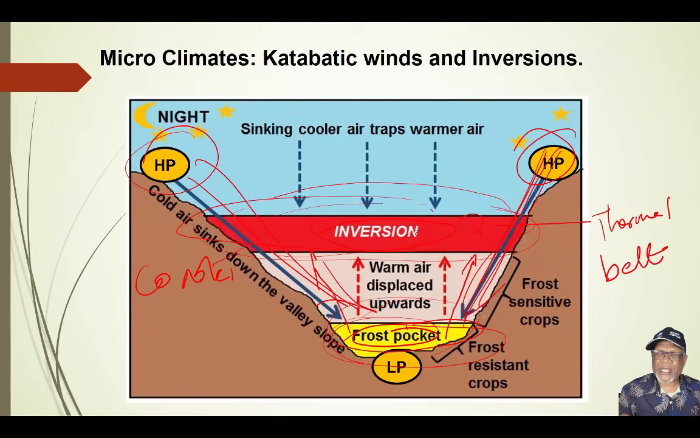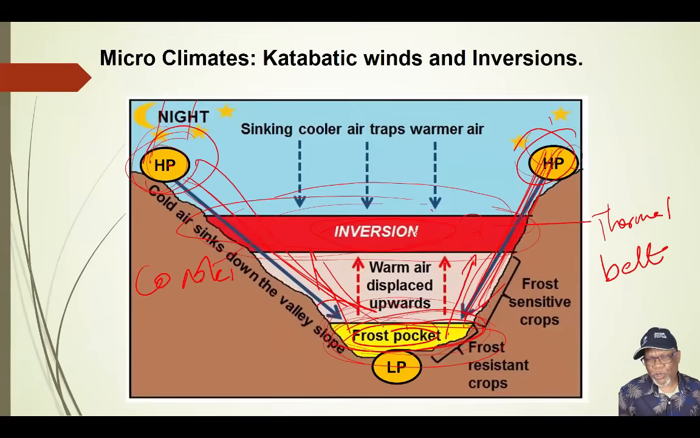So, and then during the night, I repeat, cold air accumulates on top of the valley because there is terrestrial radiation. The top of the surface becomes cooler, and as it gets cooler, the cold air is going to subside to the bottom of the valley. Then the subsiding cold air accumulates at the bottom of the valley. Now, when the cold air accumulates at the bottom of the valley, the temperatures are going to drop below freezing point. And then when the temperatures drop below freezing point, we are going to get frost pocket.